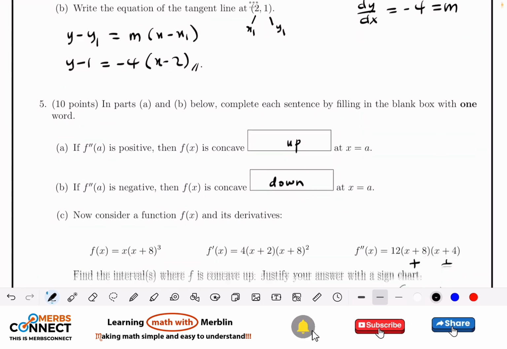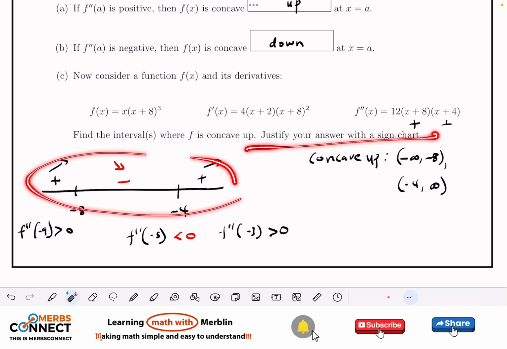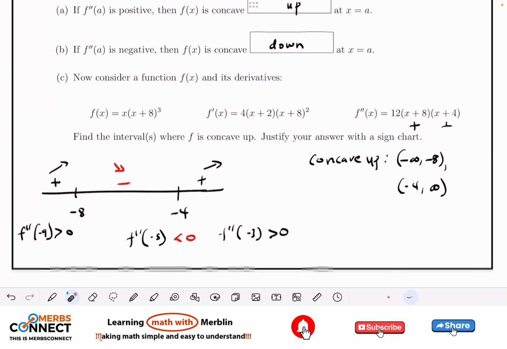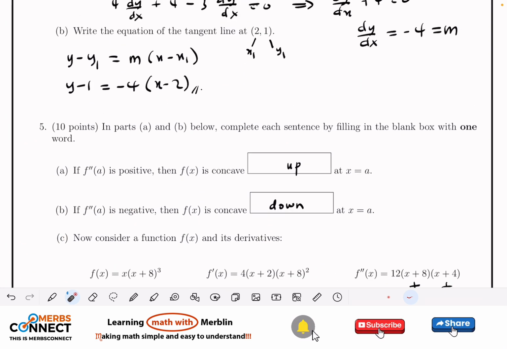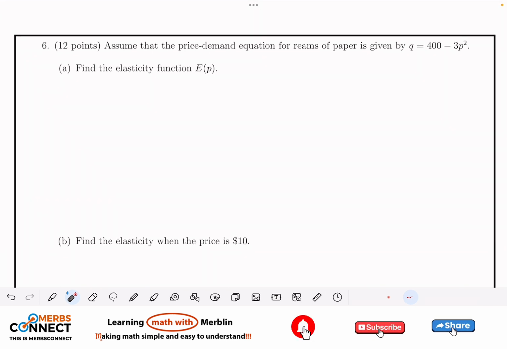Good. So that is question 5A, B, and C. So justify your answer with the sign chart. So always you need to draw the sign chart so that we can see the indication also there. Right. Let's look at question 6. We look at 7. We look at 7, then we are done.